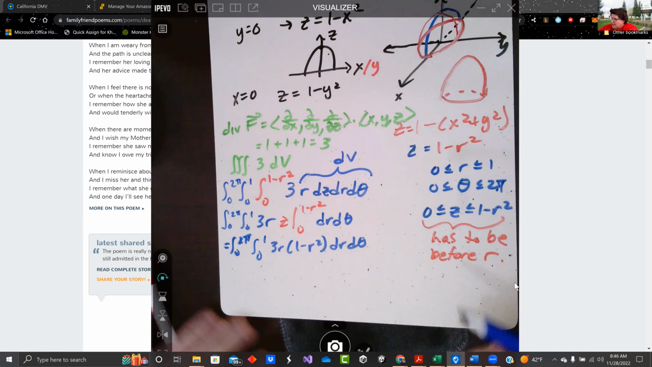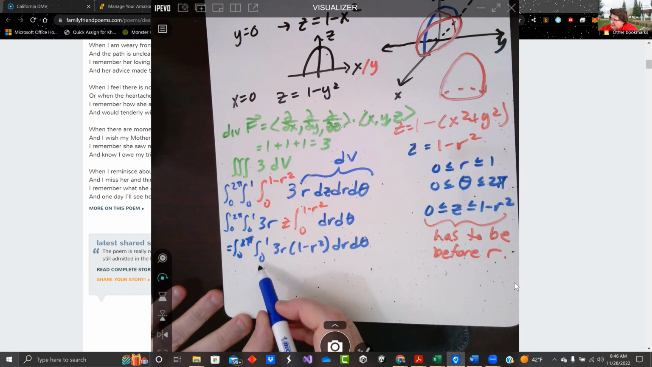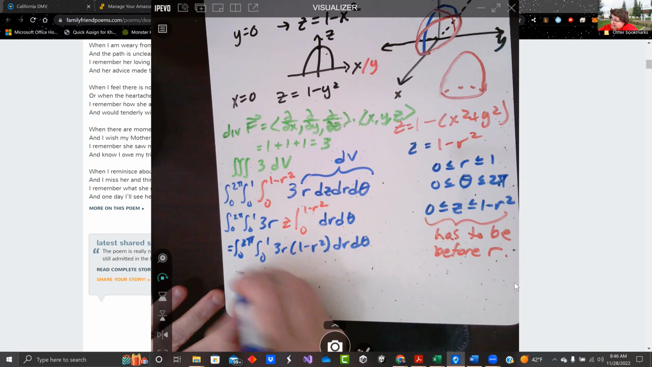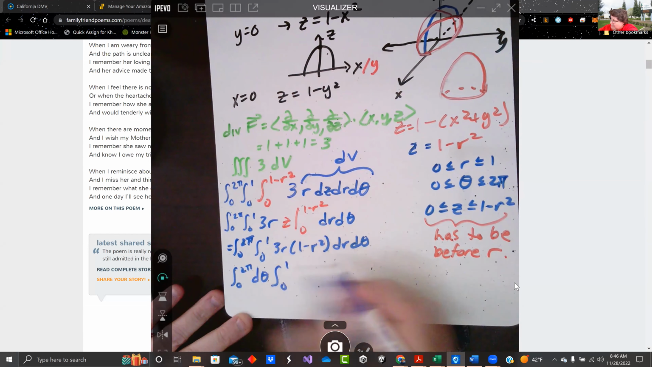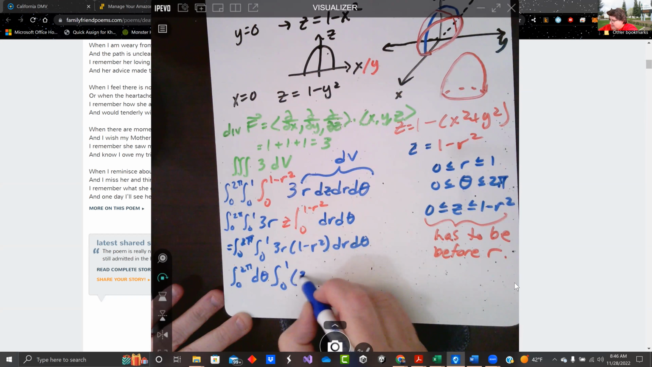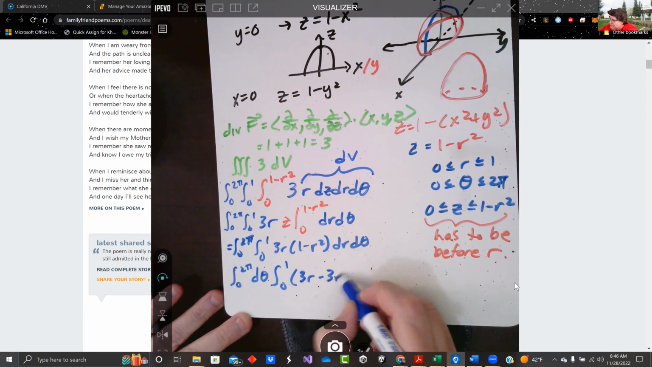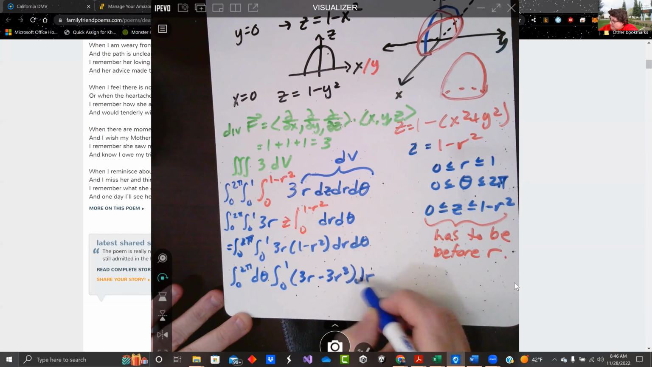At this point, the limits of integration make this separable. I can do 0 to 2 pi d theta. And I can do 0 to 1. I'm going to multiply this out. I've got 3r minus 3r cubed dr.